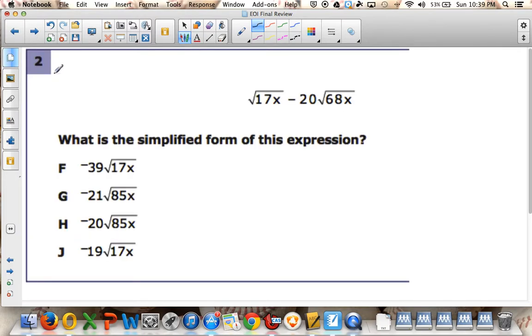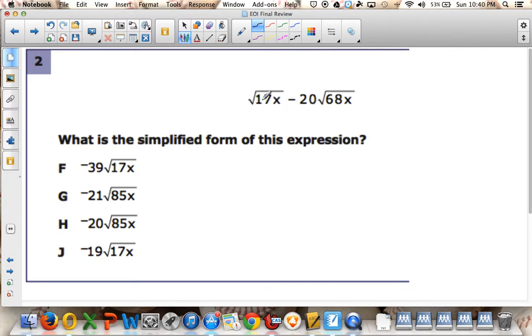Second question. What is the simplified form of this expression? I have square roots right here, and I have a minus sign between them. I cannot add or subtract square roots or radicals that do not have common bases. They don't have any common things inside. Well, I can make this look common. I have 17x on the left, and I have 68x on the right.